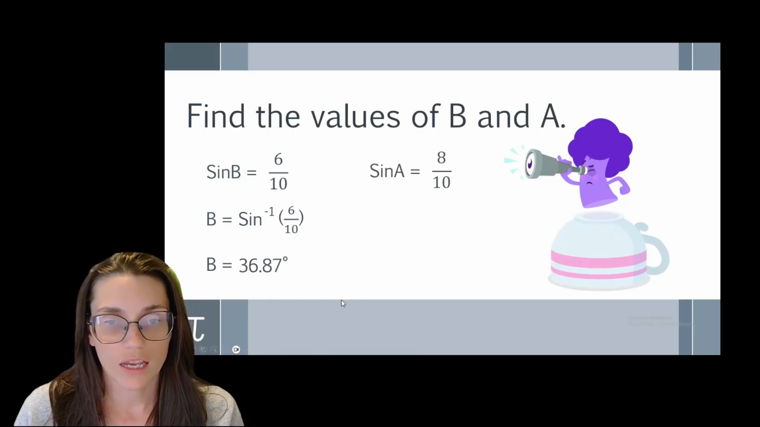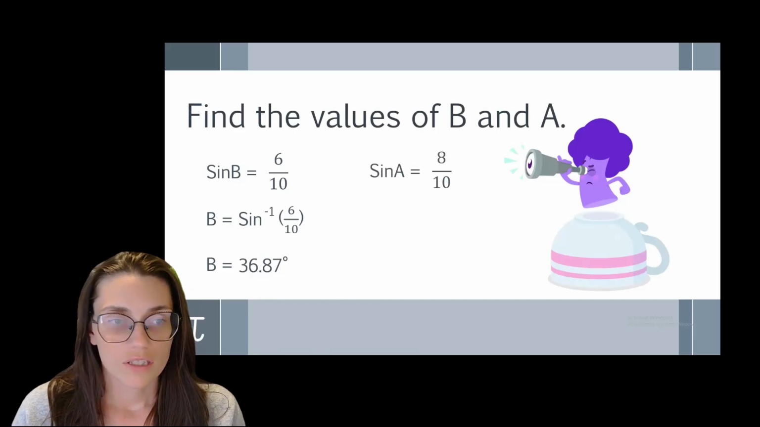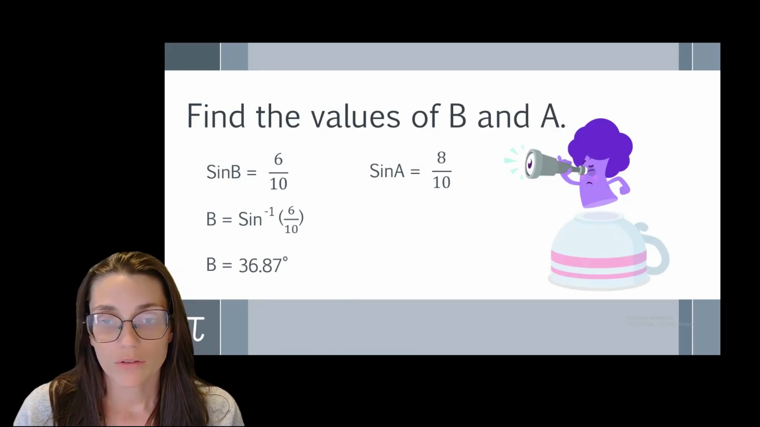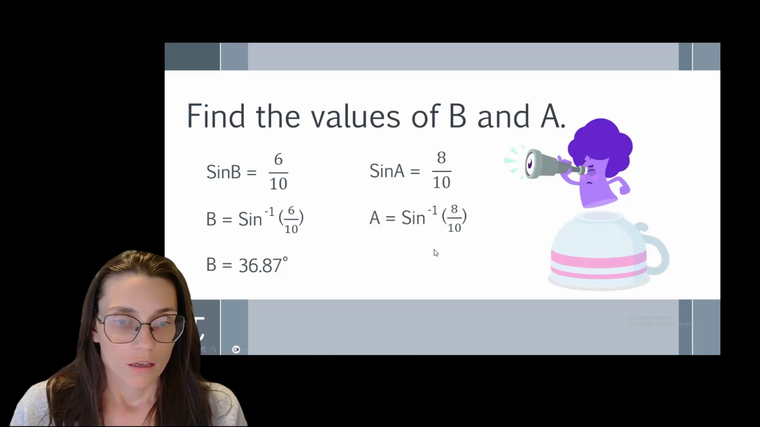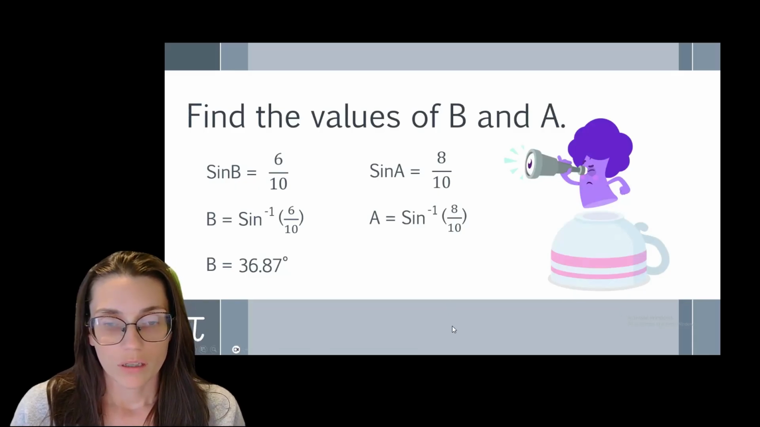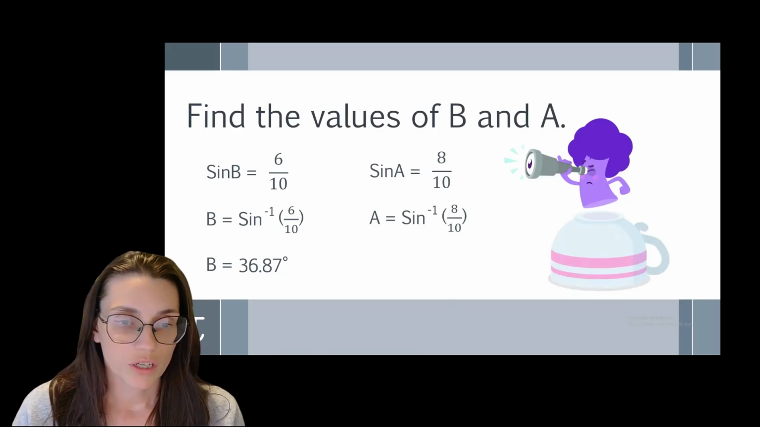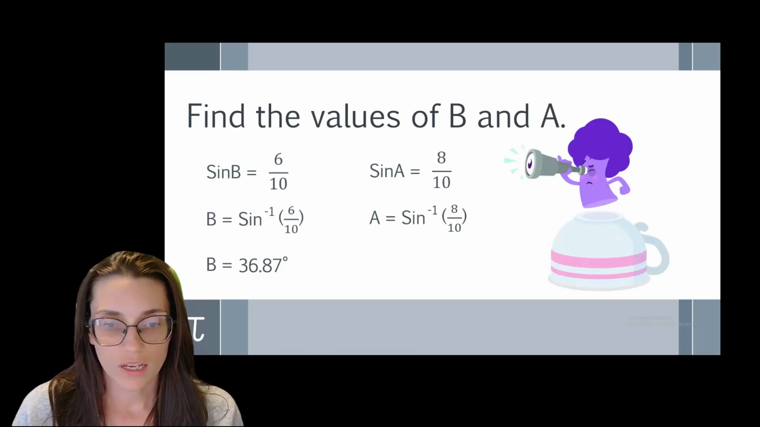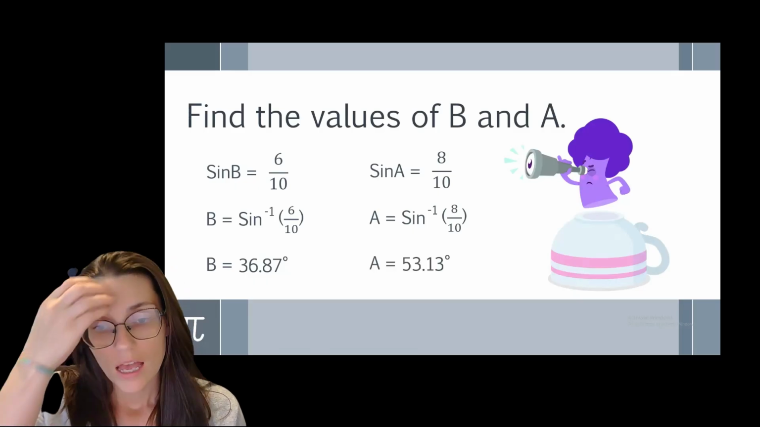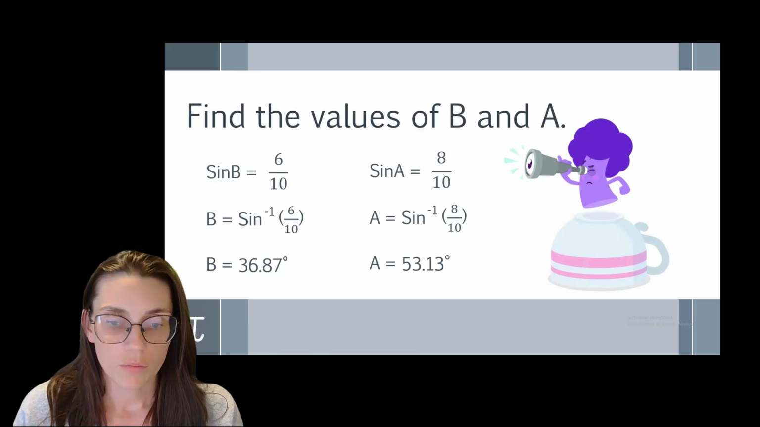Now, if we do the same thing for sine of A, instead of 6 over 10, our opposite is now going to change. So it's going to be 8. So our opposite over hypotenuse is 8 over 10. And then we are going to move our sine onto the other side of the equation again. So instead of sine, it will be the inverse of sine, or arc sine, of 8 over 10. And that will come to 53.13.